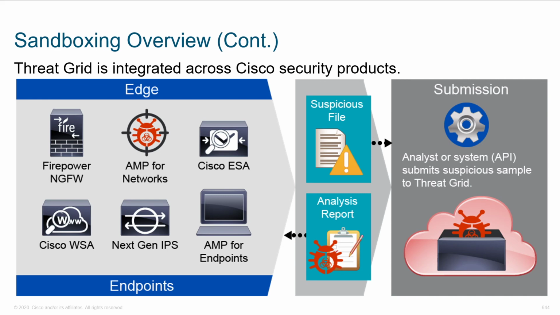So Threat Grid's integrated across many of the different security products. AMP, of course, which is what we're discussing at the moment, but we've also got hooks into Firepower, into the ESA, into the WSA, as well as IPS. Whenever we see files that look suspicious, new files that we've never seen before, we can punt them to the cloud where they can use lots of resources and intelligence to audit that file and bring us back a report.